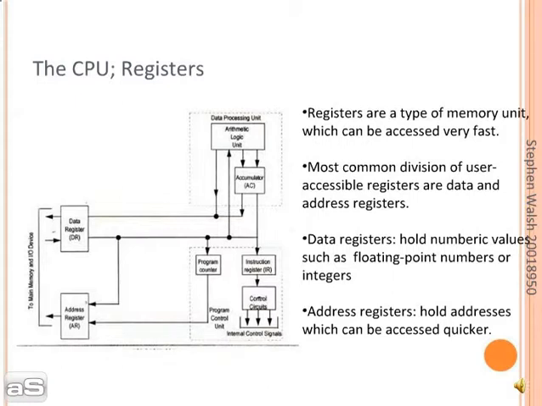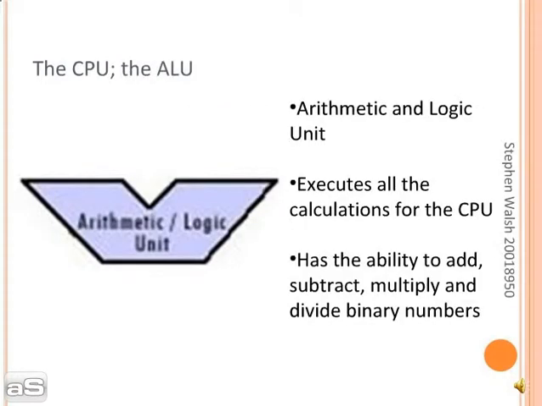For example, data registers hold numeric values such as floating point numbers or integers. Address registers hold addresses which can be accessed quickly. The ALU stands for the Arithmetic and Logic Unit. It executes all the calculations for the CPU and has the ability to add, subtract, multiply, and divide binary numbers.